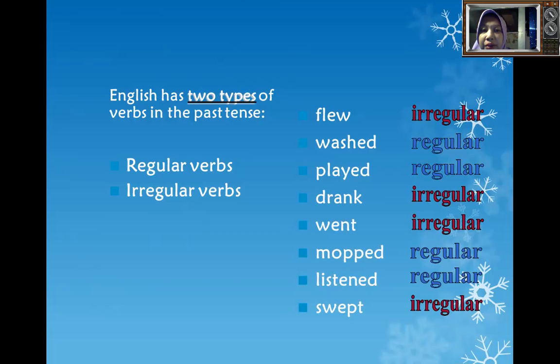English has two types of verbs in the past tense, regular and irregular verbs. So there is a change from verb 1 to verb 2. Example, fly becomes flew. Wash becomes washed.